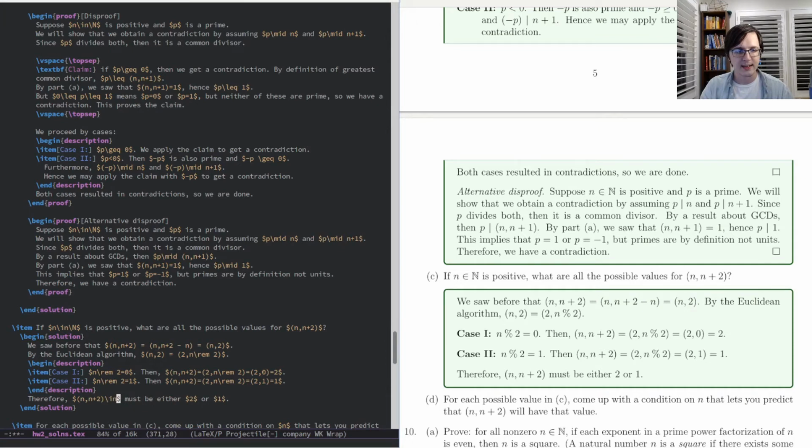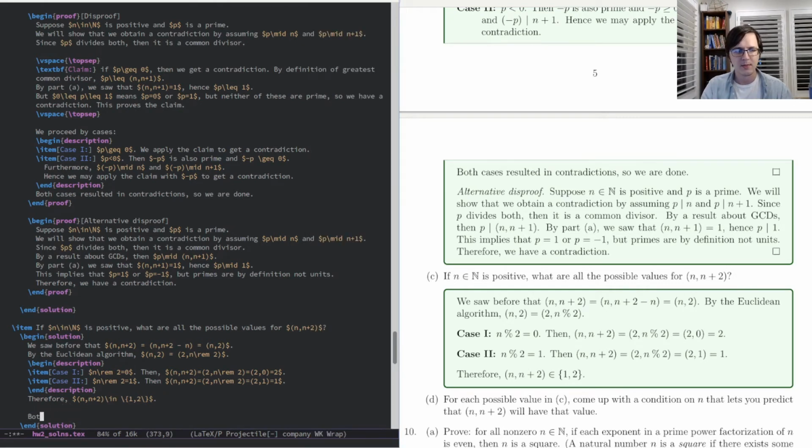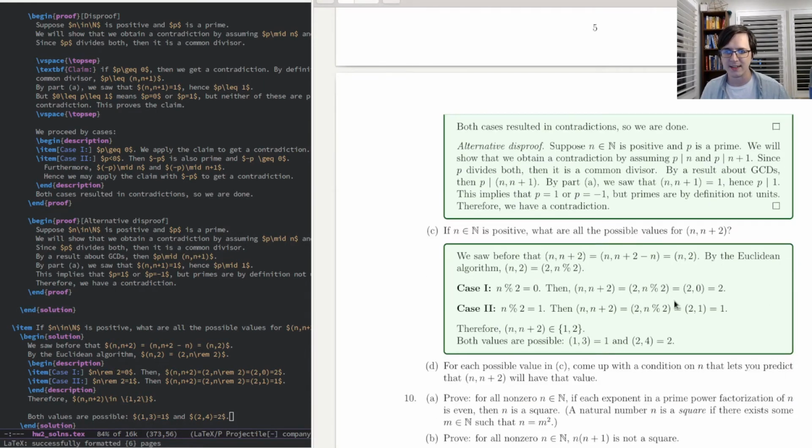Oh, right, I want to say, let's do it in set notation. But we didn't actually show that these are possible values. But it's not hard to see. Like, we just have to check. So, 1, 3 is 1, and 2, 4 is 2. So, it's easy to check, but it is something we technically have to do.